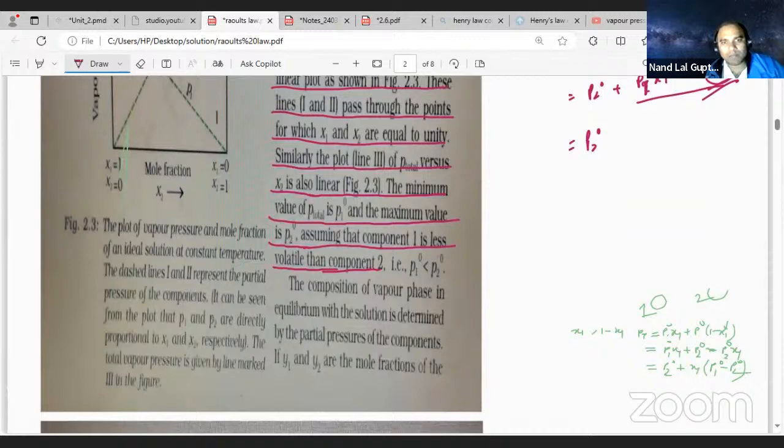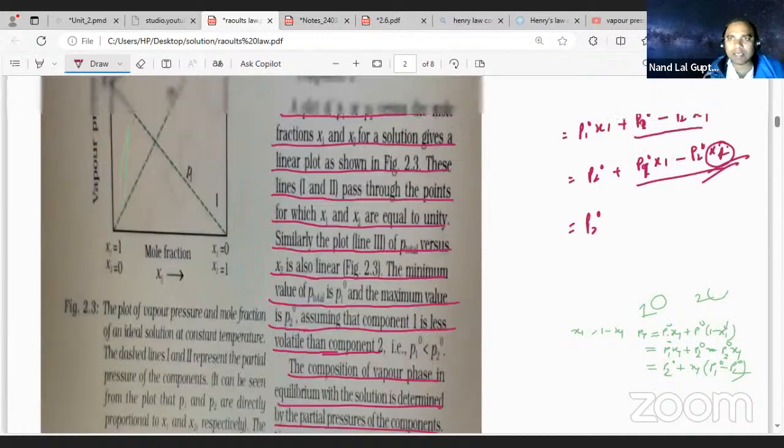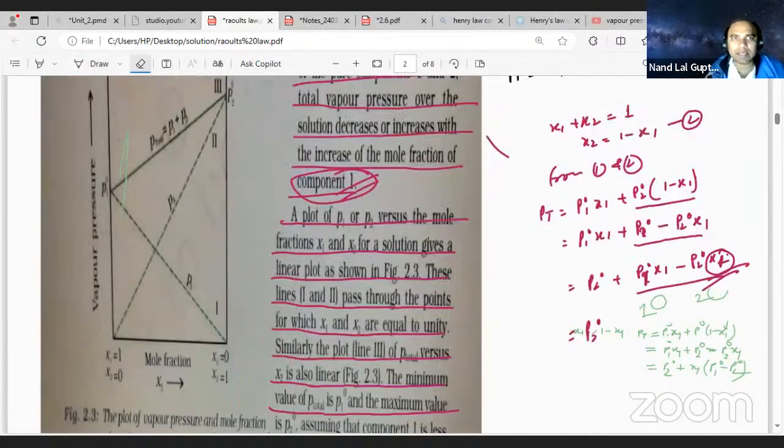Now, the composition of the vapor phase in equilibrium with the solution determines the partial pressures. That you leave it. Here they have given too much theory, and you might get confused, so I am compiling it and telling you.